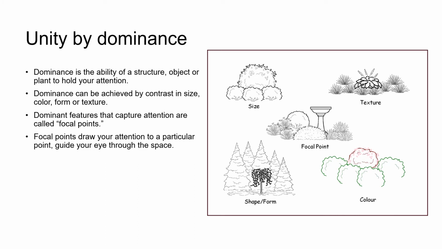Let's talk about unity by dominance first. Dominance refers to the ability of a feature in the landscape to draw our attention. Dominance probably isn't the best term, as personally I think it tends to imply that one element or feature sticks out more than others, and not necessarily in a good way. Prominent would probably be a slightly better term, but I'm going to stick with dominance because that's what all the textbooks on design use. The dominant feature can be a structure, like a gazebo or an arbor, for example.